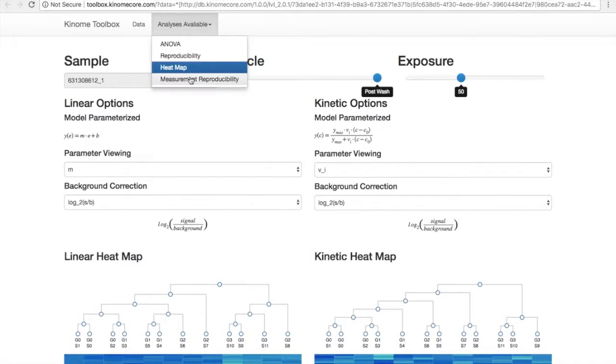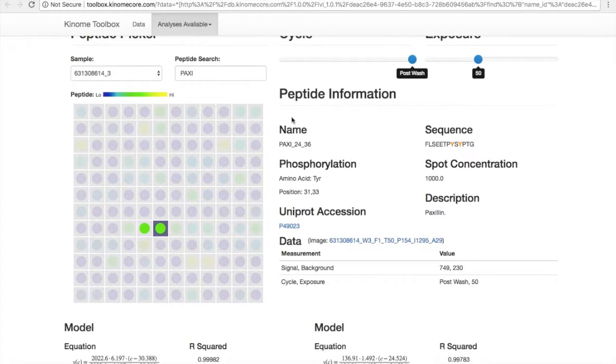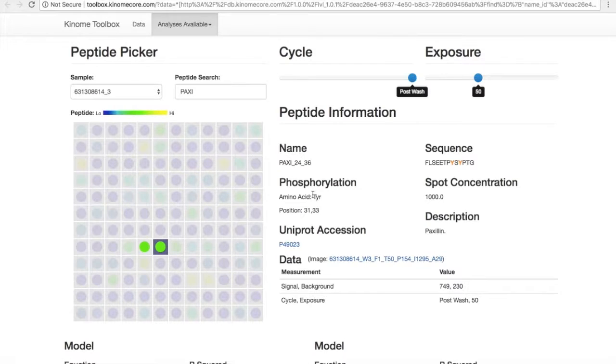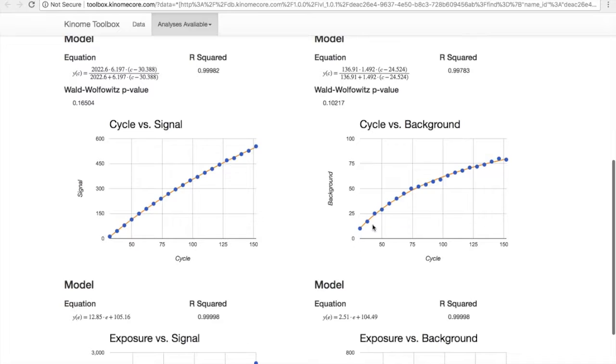So as we scroll up, our final thing is measurement reproducibility. Measurement reproducibility looks at an interesting idea, and in order to explain this idea, I have to go back to a previous visualization. So if we move over to this previous visualization of the Paxi gene, we can scroll down and take a look at this curve.